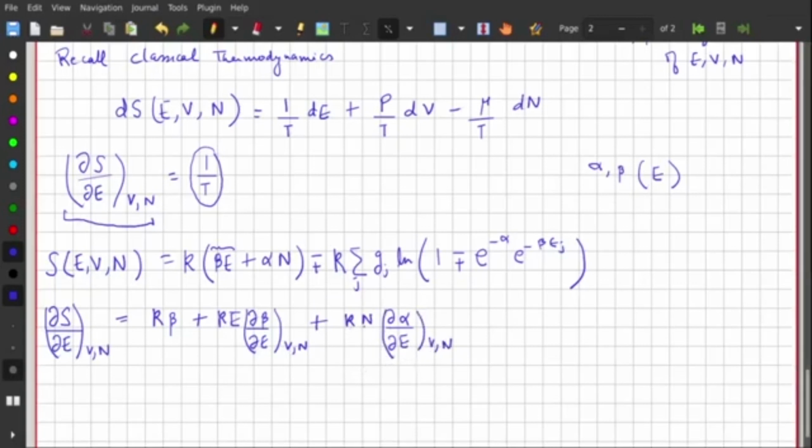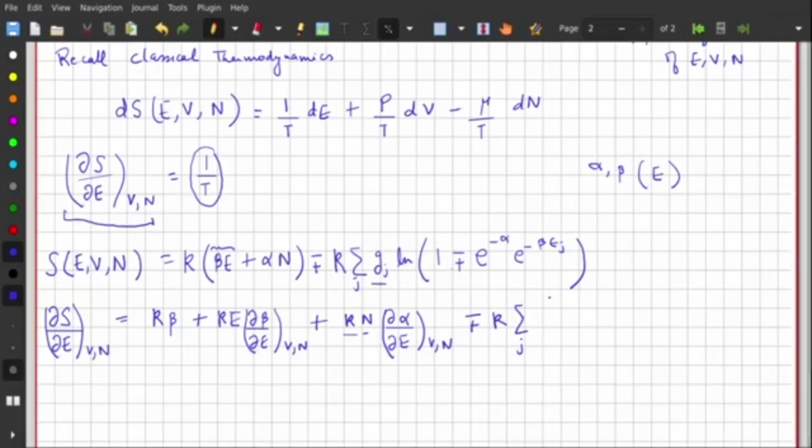Okay, and you see one thing here, k and n are constant, that's why we just have a derivative of alpha with respect to e. And then we have minus plus the Boltzmann constant, sum over j, and now we have to take the derivative of this inside term. But now you see this is the derivative of a product, so it's the product of the gj times the log function. We do it one step at a time.